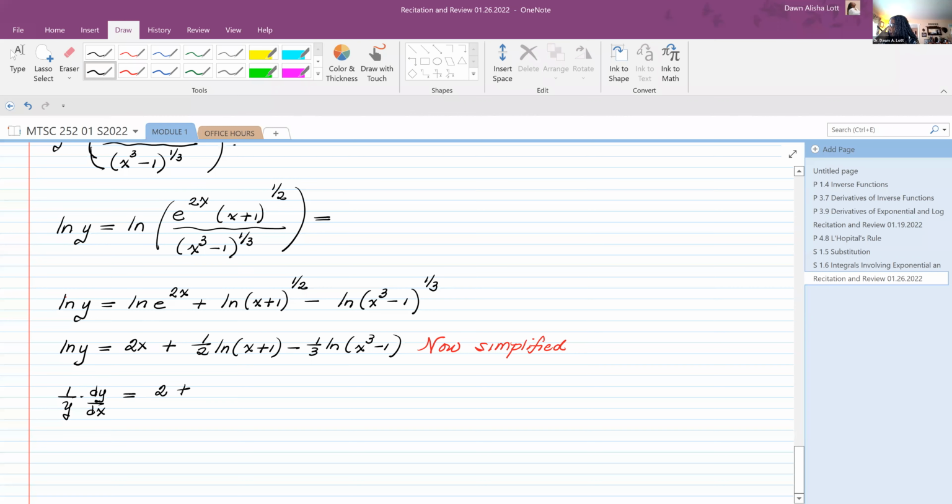Then the derivative of the next piece is 1/2. Yeah, and then you have to do the natural log of this.